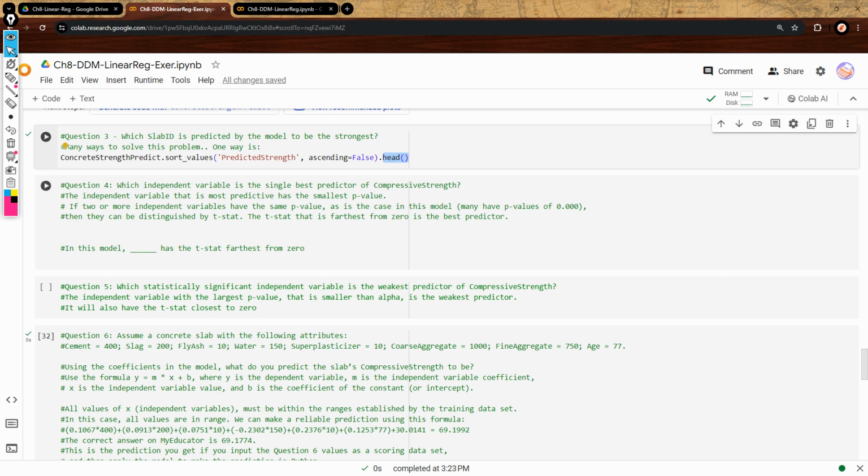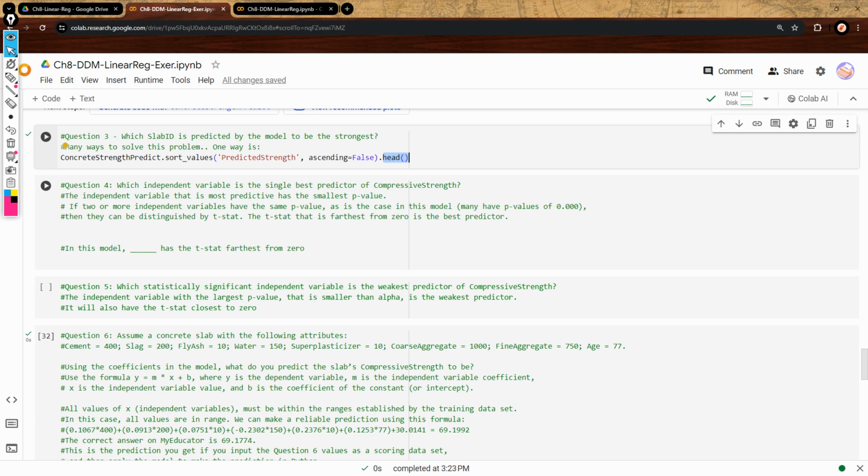Question number 4: which independent variable is the single best predictor of compressive strength? Not comprehensive, compressive strength. For this, you need to find the independent variable with the smallest p-value, because the smallest p-value means it is the most statistically significant. That's what is meant by single best predictor.